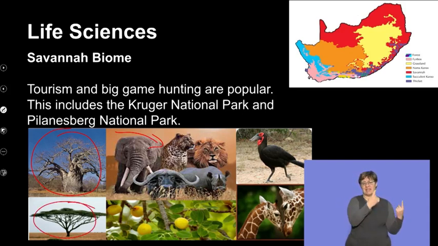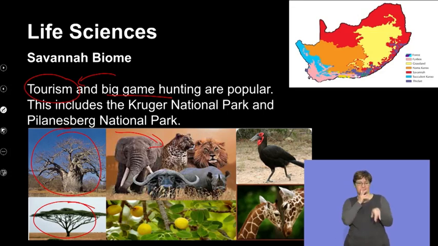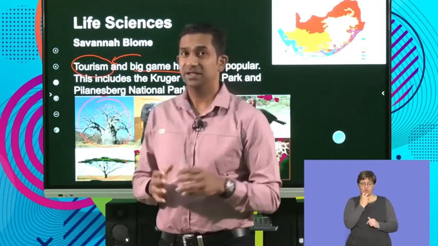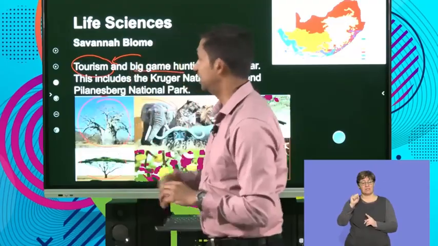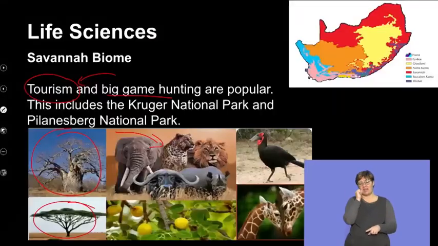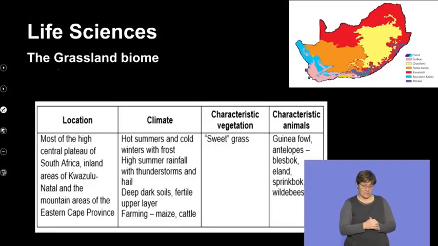So these form what we refer to as your tourist hotspots, where tourists are attracted because of the big game, the Big Five, as well as the presence of these unique animals found in these areas. So when we talk about the Kruger National Park and the Pilanesberg National Park, these are areas that are typically found in your savannah biomes.